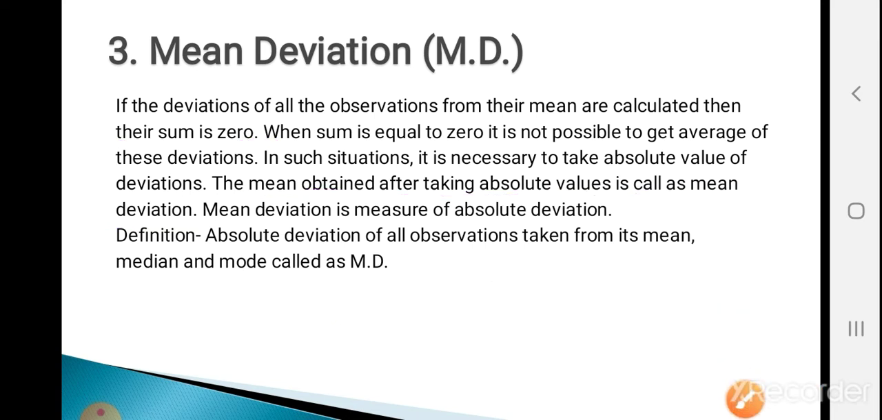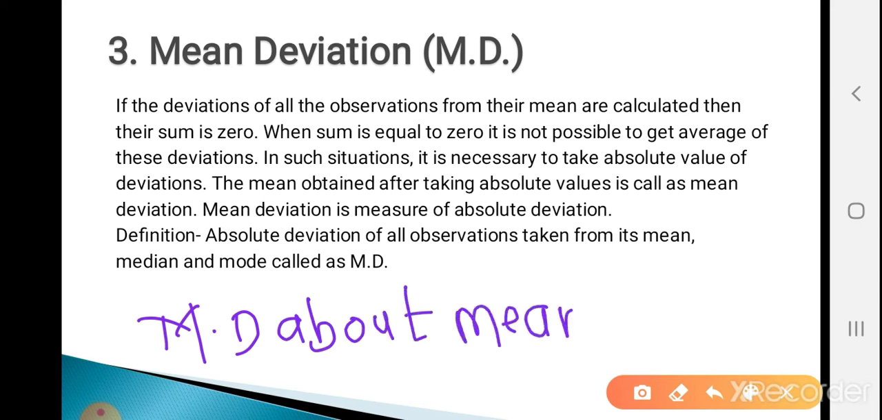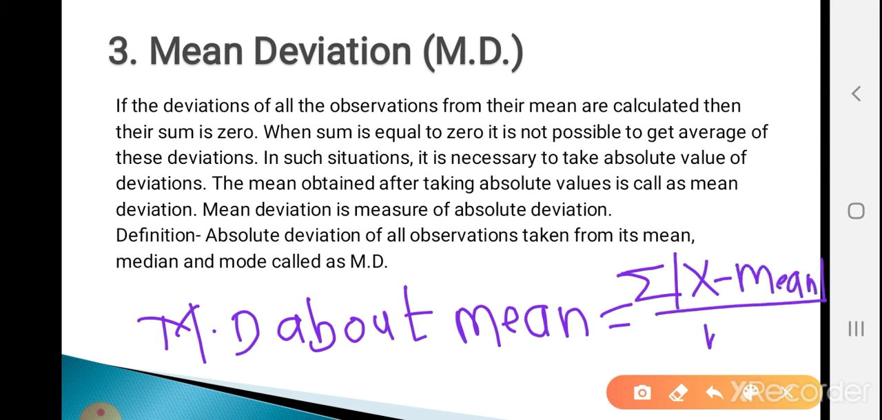Suppose we consider ungrouped data. How to calculate the mean deviation about mean? Mean deviation is calculated about the mean, median and mode, the three measures of central tendency. The formula is summation mod of x minus mean divided by small n. This is for ungrouped data.